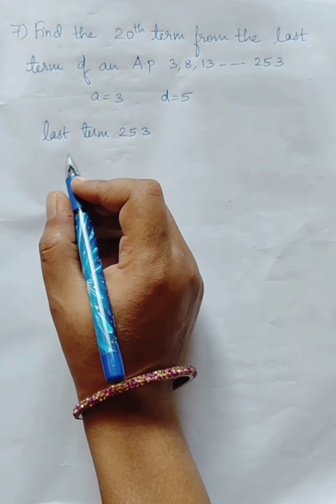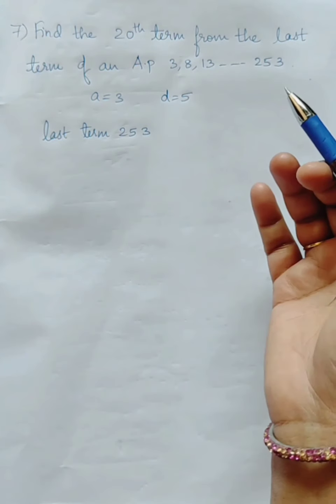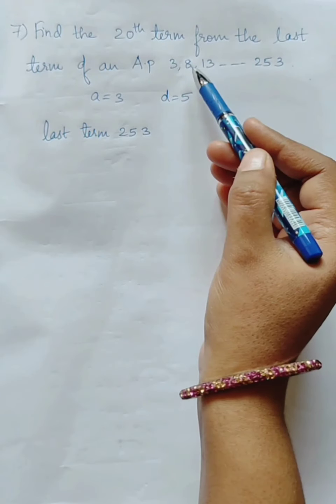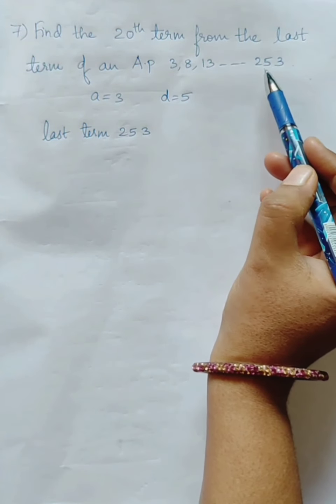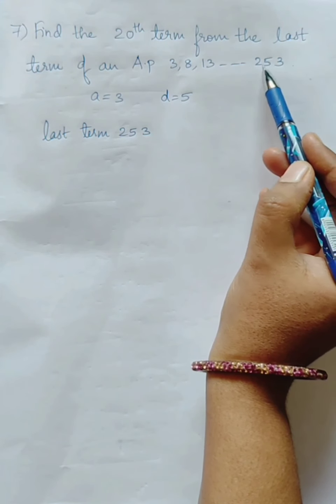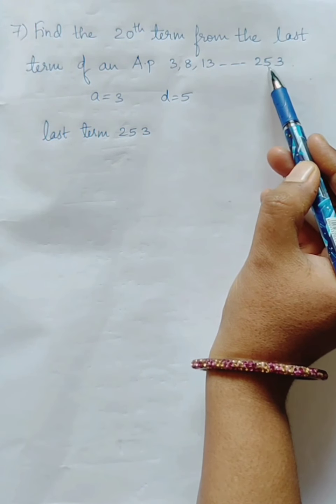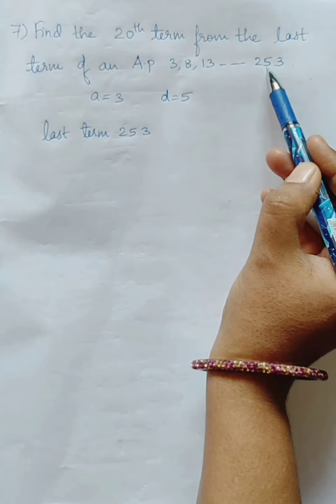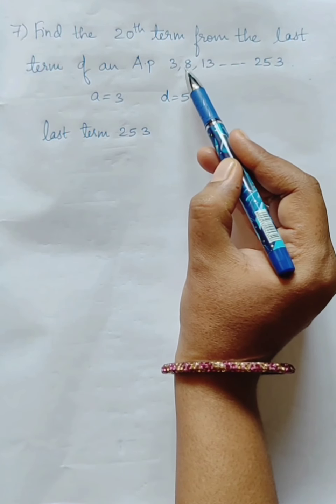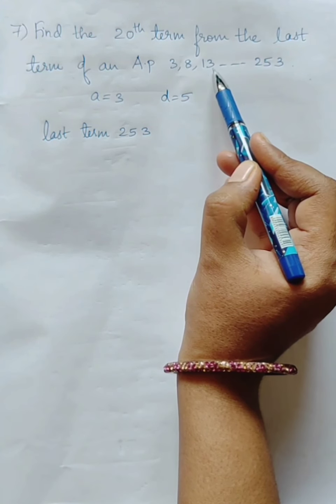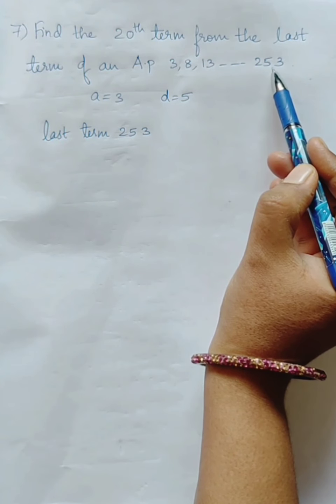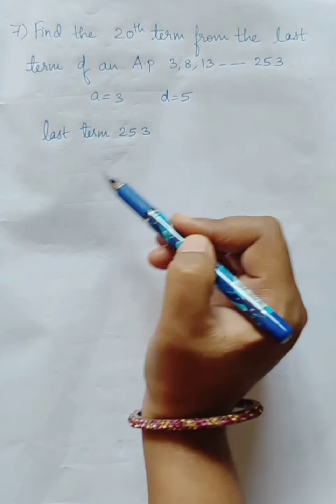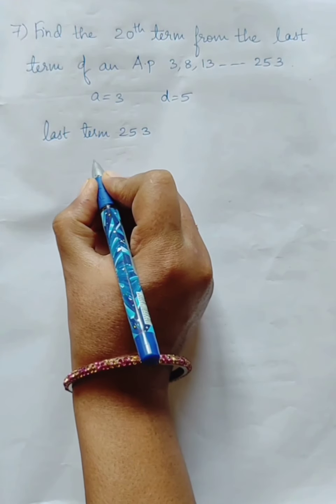The next thing we are going to do is use this AP to form another AP, using the last term. The last term is 253. So using this term, I am going to form another AP. How are we going to form it? See here, every time plus 5 is added. Since I am taking the last term, I am going to subtract 5 and form an AP.